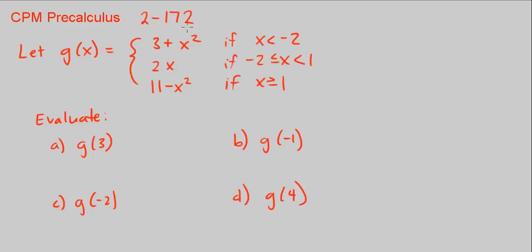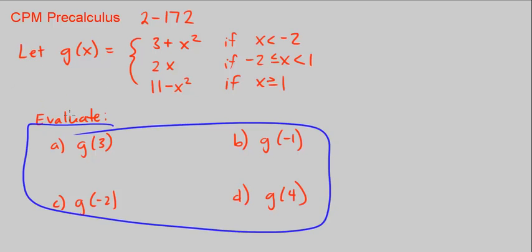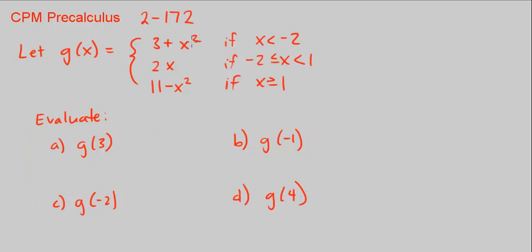This is CPM Precalculus Chapter 2, number 172. So here we're not asked yet, we're just asked to evaluate g of different values. But we're given g of x is a piecewise function. It's defined piecewise, 3 pieces here, 3 sections, right? And evaluate part A is g of 3.